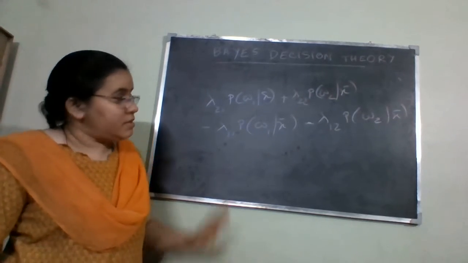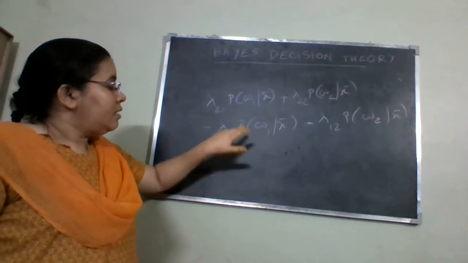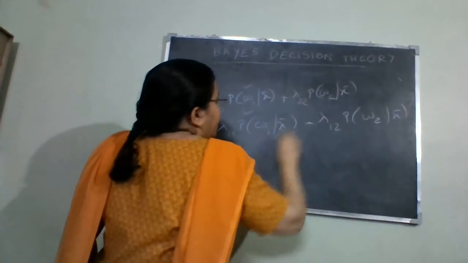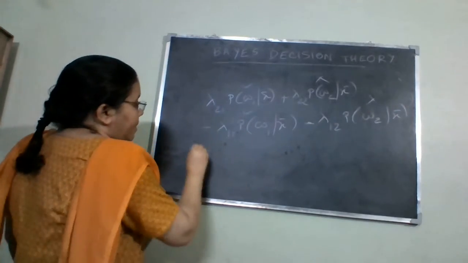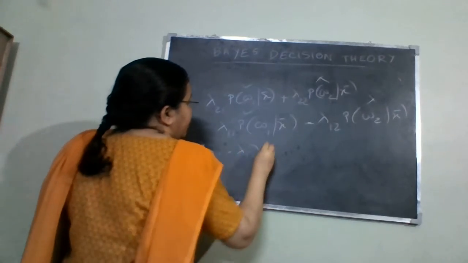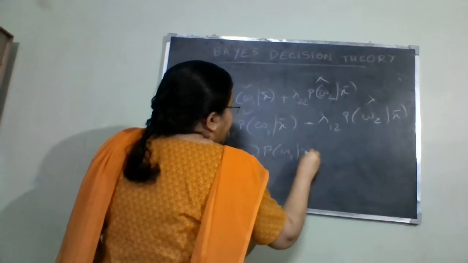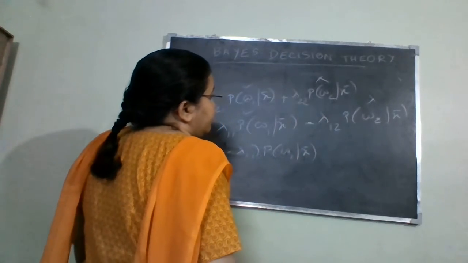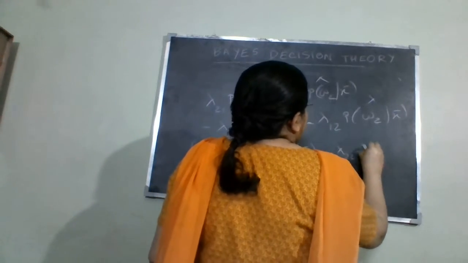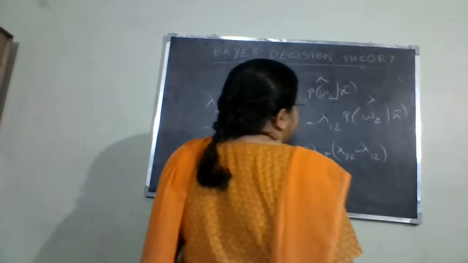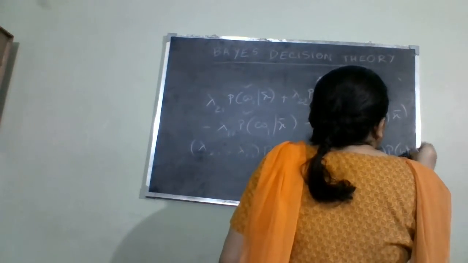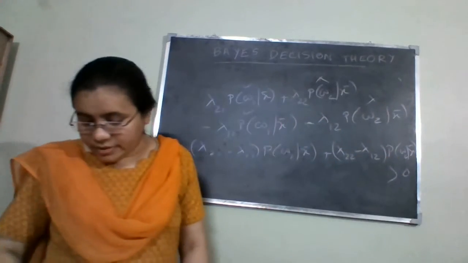Now rearranging the terms, if we take p omega 1 slash x bar as common, rearranging these two terms and then these two terms, we get (lambda 21 minus lambda 11) p omega 1 slash x bar plus (lambda 22 minus lambda 12) p omega 2 slash x bar is greater than 0. See, that's what is written in the equation.